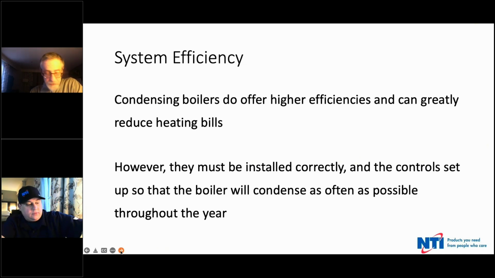Well, and that's the other thing from an efficiency point of view. Not only does the short cycling increase the wear and tear on the equipment, but the boiler is the least efficient on its startup. So you achieve maximum efficiency at a steady state condition.